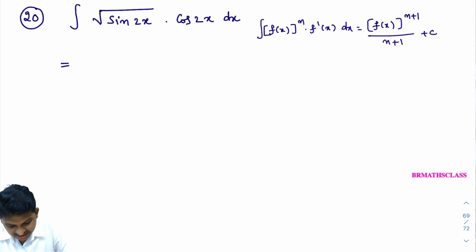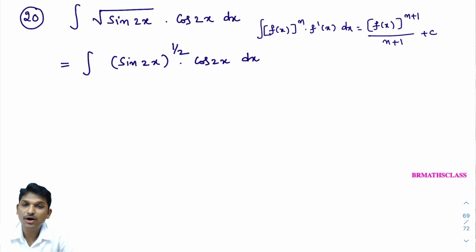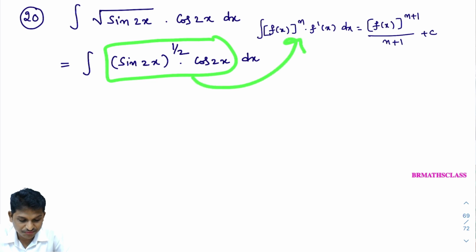That equals integral of sine 2x whole power 1 by 2 into cos 2x dx. This root I wrote as whole power 1 by 2. Now, what is the basic idea? I am trying to convert this into this form.